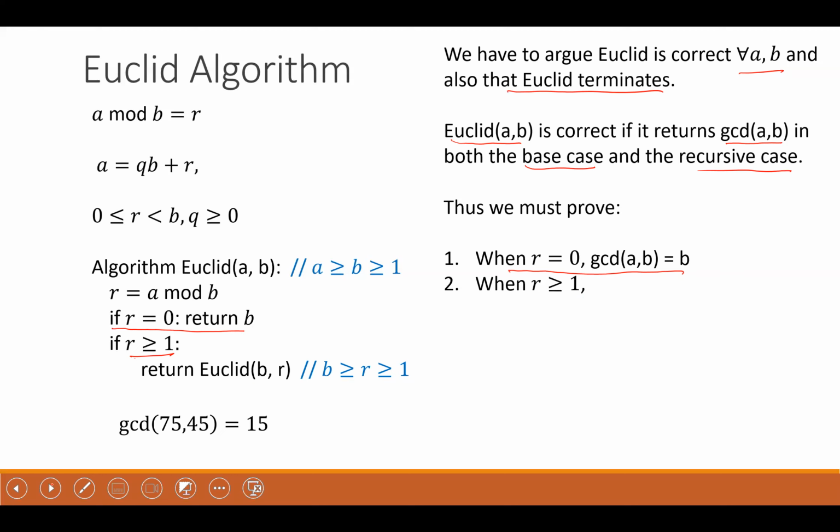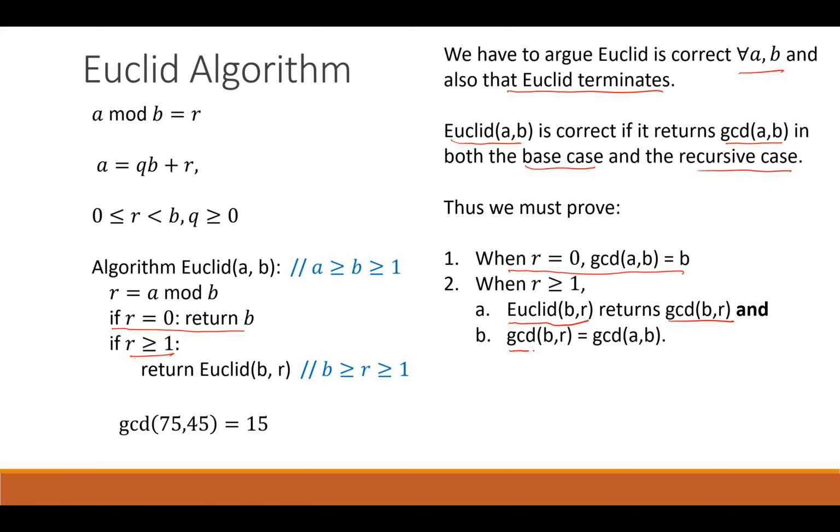Otherwise, when R is not equal to 0, we have two things to prove. We want to prove that the recursive call indeed returns the greatest common divisor of B and R, and also that the greatest common divisor of B and R is equal to the greatest common divisor of A and B. So if we prove all those things, then we can say that, yes, Euclid is correct, and then we can analyze the runtime after.